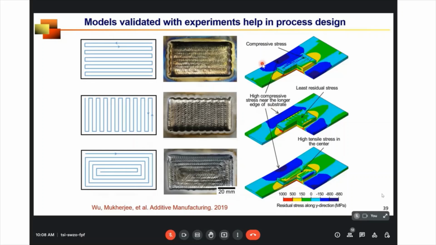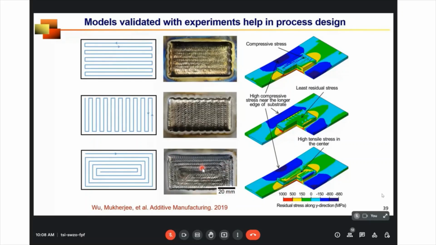So this type of calculation can also guide you in process design. Let's say you are making a rectangular block. Now you can make it in three ways. You can scan along the longitudinal direction, or along the shorter direction, the width direction, or instead of scanning in a linear path like these two, you can scan in a spiral path.